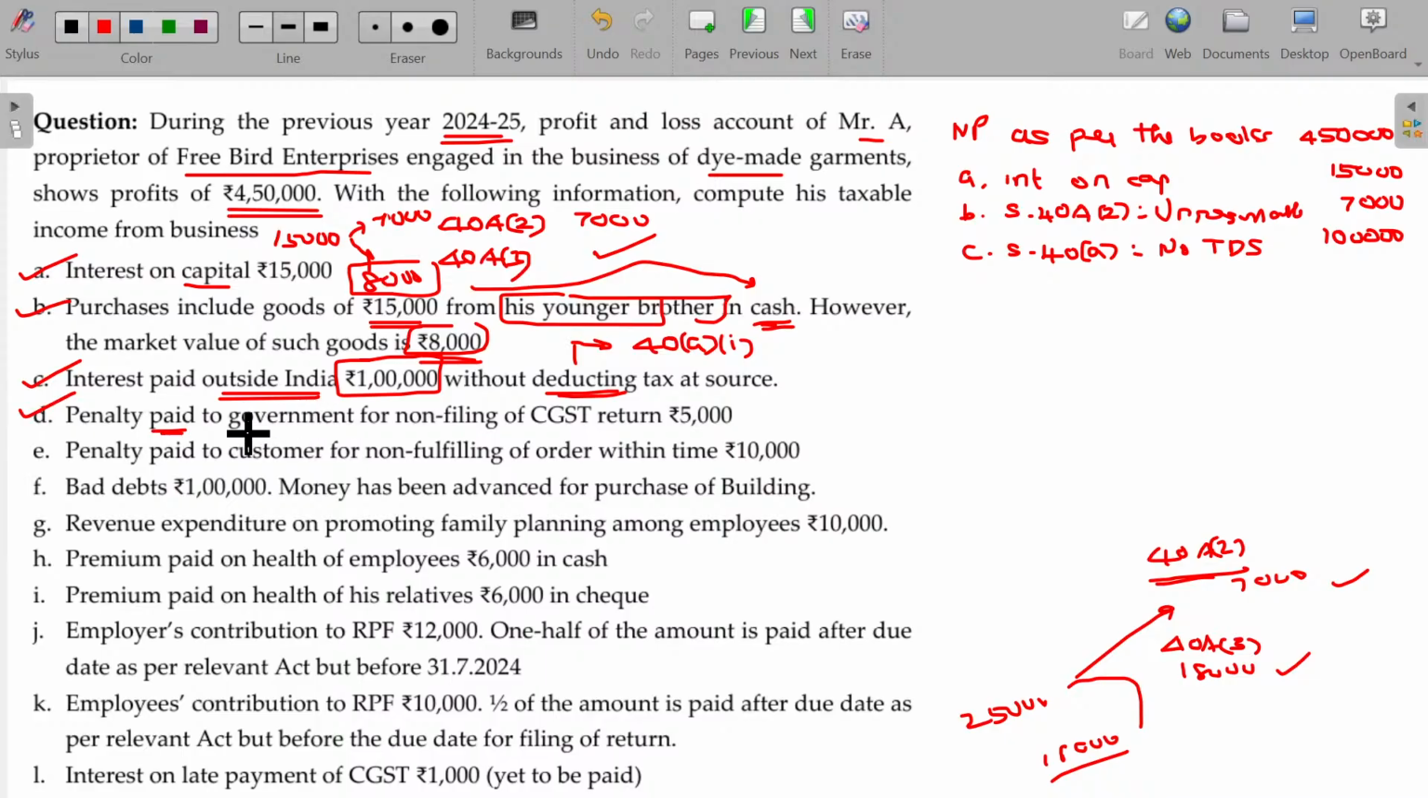D. Penalty paid to government for non-filing of the CGST return. It is a violation of the Act, disallowed under section 37(1). Of course, referring to this section is not required. You need not note the section's name also. Penalty for a legal violation is not deductible.